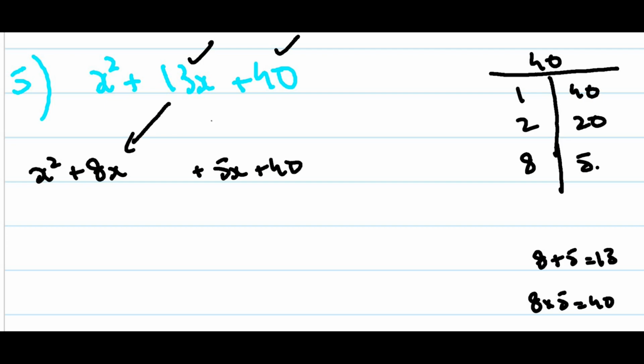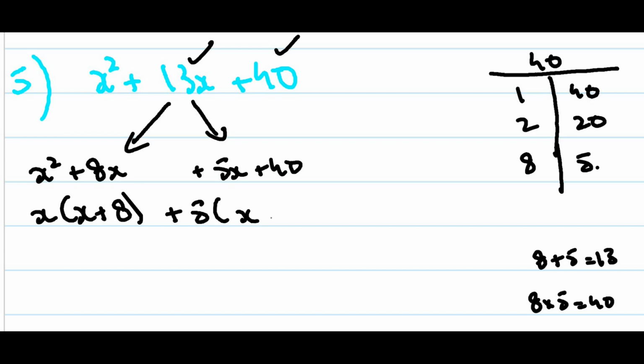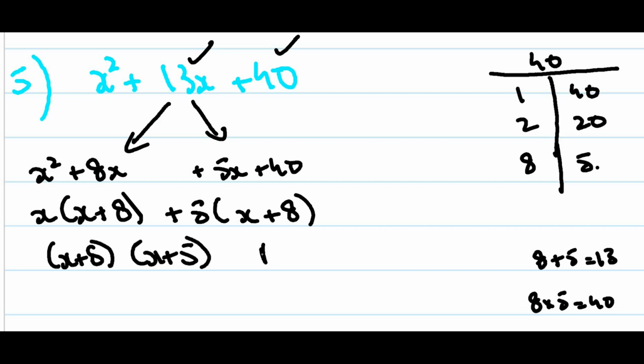Instead of writing 13x, you can write 8x plus 5x. You can take x as common, x plus 8, and you can take plus 5 as common, then you will be left with x plus 8. Since x plus 8 is your common, you will write x plus 8, and the remaining numbers are x plus 5, and hence you have solved your question.